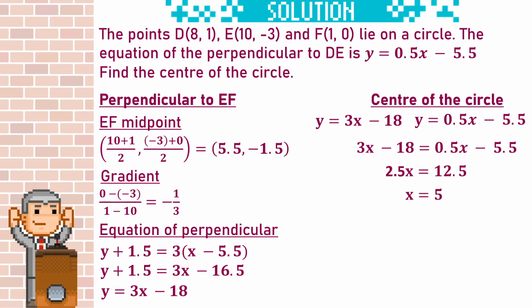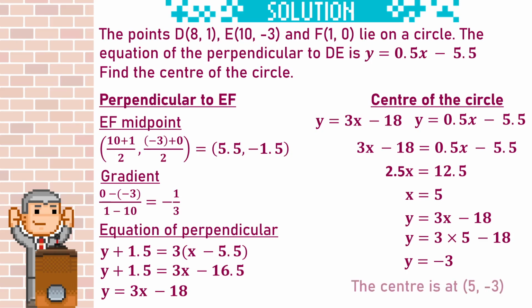But we're asked for the coordinates of the centre of the circle. We've only got the x coordinate so far. So we're going to substitute that into one of the equations. I'm going to pick the left-hand one just because the numbers are integers, so it might be easier. So y equals 3x minus 18. Substitute in that 5, so it's 3 times 5 minus 18. 15 take away 18 is minus 3. So the centre of the circle is at 5, minus 3.